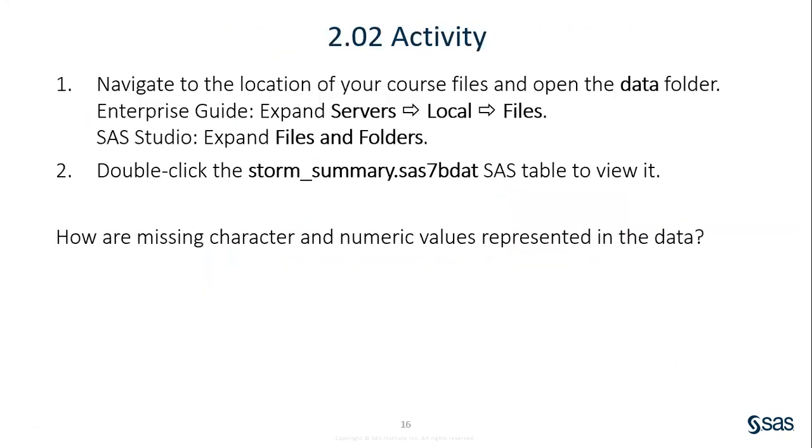So if this is clear, you have an activity. We are working in SAS Studio. Expand your files and folders. Double click storm_summary.sas7bdat SAS table to view it. How are missing character and numeric values represented in data? So go ahead, open this and give me the answer.